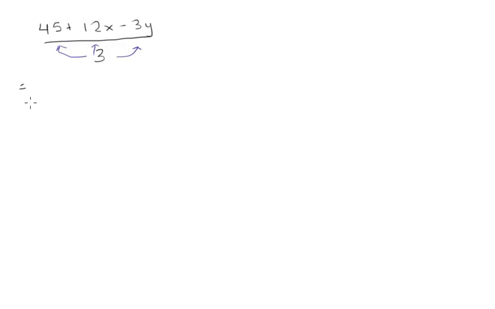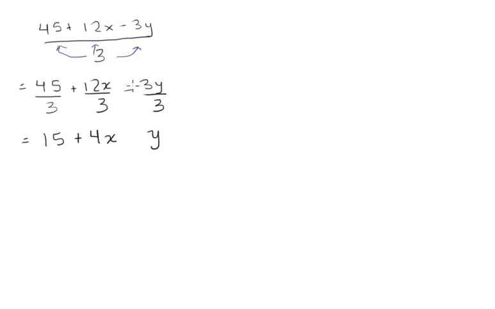So I will have 45, to each term in my numerator, sorry, not parentheses. 45 divided by 3 plus 12x divided by 3 minus 3y divided by 3. And then I'll simplify each of those. 3y divided by 3 is just 1y, and then write my subtraction symbol. So then this is my simplified expression, and I would leave it just like that.